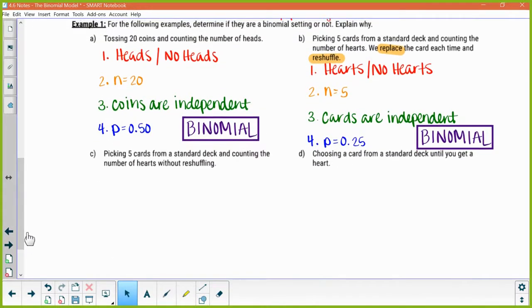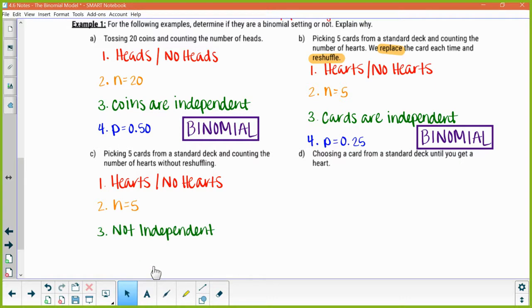Looking at example C, picking 5 cards from a standard deck and counting the number of hearts without reshuffling. So I have picked 5 cards and I have not returned them, not reshuffled them, giving me cause for concern. Yes, I do have the fact that it is success fail, hearts, no hearts. And then I do have a fixed number of trials. I am picking 5. However, they're not independent. Once I pick it and I do not return, that alters my probabilities of picking another hearts. So, because of that, this is not binomial.